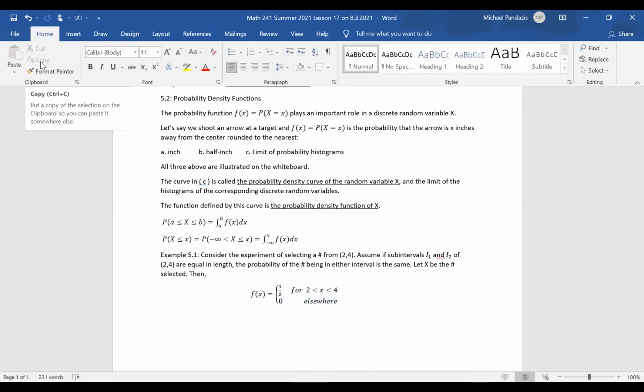Okay, so consider the experiment of selecting a number from the open interval (2, 4), and assume if subintervals I1 and I2 of that interval are equal in length, the probability of the number being in either interval is the same. Let x be the number selected. Then f of x, our PDF, is equal to 1/2 for x between 2 and 4, and 0 elsewhere. So let's look at this PDF. It's a very simple one.